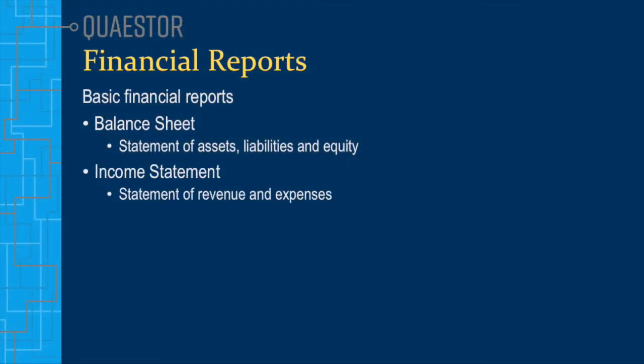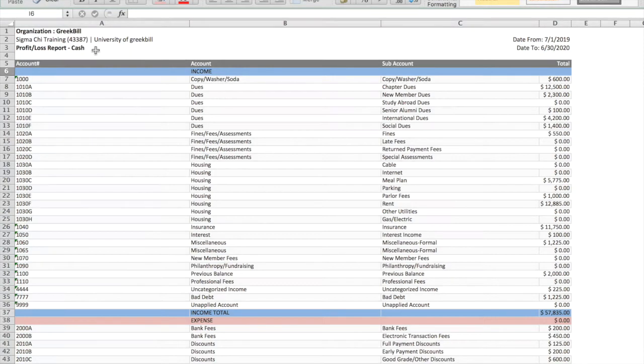Next, we'll take a look at the income statement, which is the statement of revenue and expenses of the chapter. Let's take a look at a profit and loss report that I've downloaded from Greekbill into Microsoft Excel. Here you can see the report is identified as a profit and loss report, also known as a P&L report, also known as an income statement. On the far right, you can see the date range, which the from date will be the start of your fiscal year to the current date.